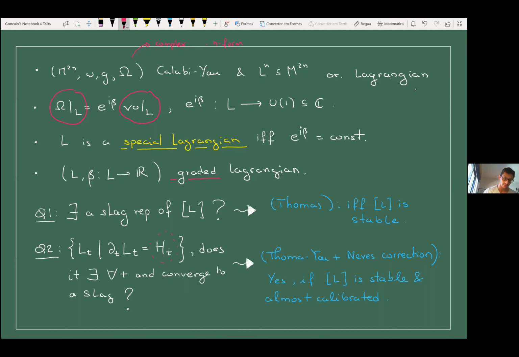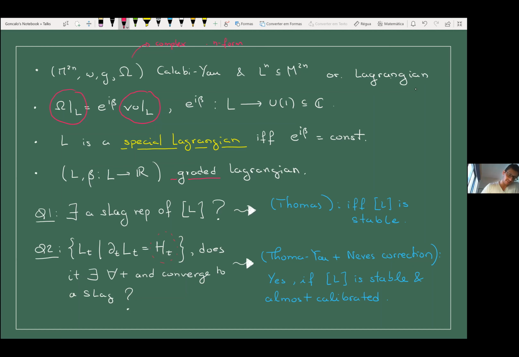The answer to these questions is not known, but it is motivated by mirror symmetry, which we already saw in Linus' first talk. There is a version of mirror symmetry which Lino did mention, and based on the predictions from mirror symmetry, Thomas and Yau posed two conjectures which try to answer these questions. The first one is that yes, there exists a special Lagrangian representative if and only if the Hamiltonian isotopic class of L is what is called stable.